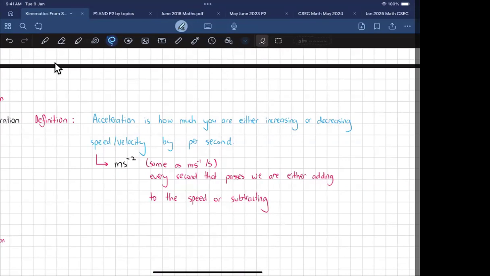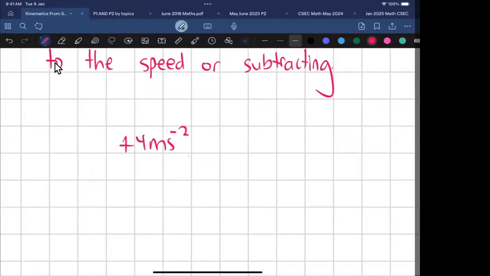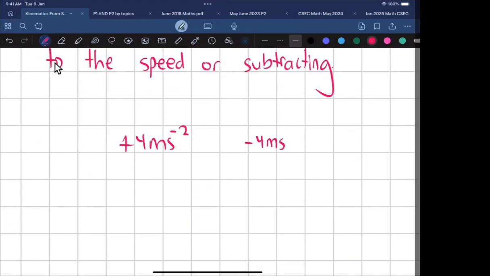What's the opposite of acceleration? Deceleration. Right. So whenever I talk about negative acceleration, it's the same thing as deceleration, right? Okay. So Haley, if you see positive 4 m/s², what this means is that for every second that goes by, my speed is increasing by 4. But what would negative 4 m/s² mean?